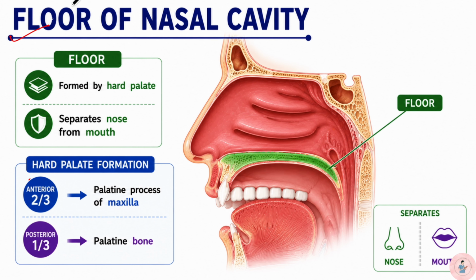Next we have the floor. The floor is a structure which separates the nasal cavity from the mouth cavity, and it helps us to eat and breathe at the same time. Its 2/3 part is made up of the palatine process of the maxilla, whereas the other 1/3 part is made up of the palatine bone.